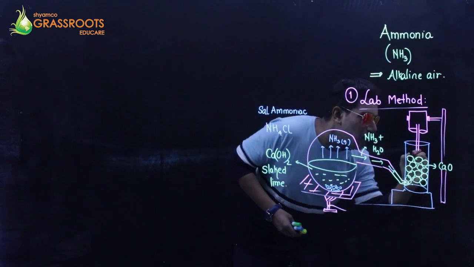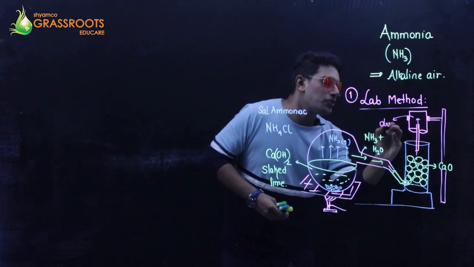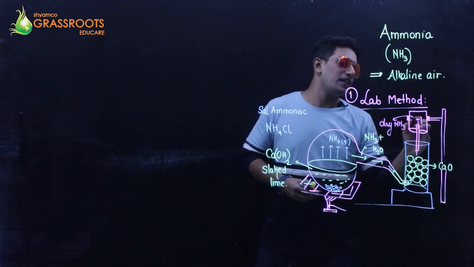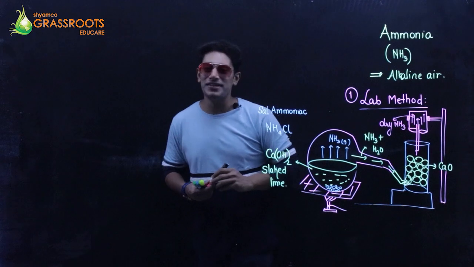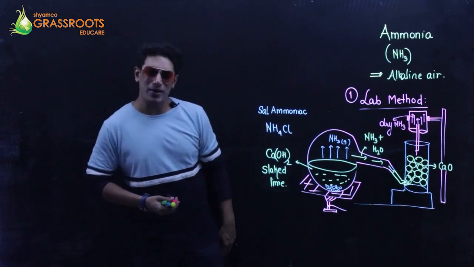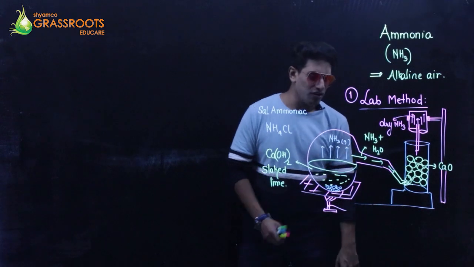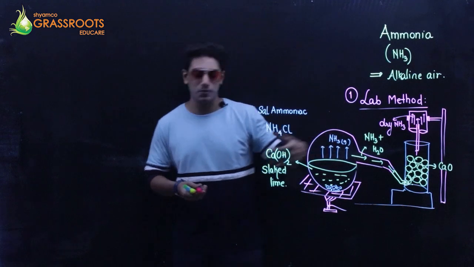And this ammonia gas goes up, and out here we get dry NH3. Okay, it's collected this way. So this is how the apparatus looks. Now there are many questions which a student asks me. Sir, question number 1. Please tell us the reaction which takes place.